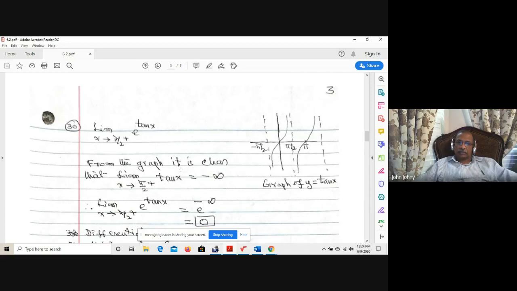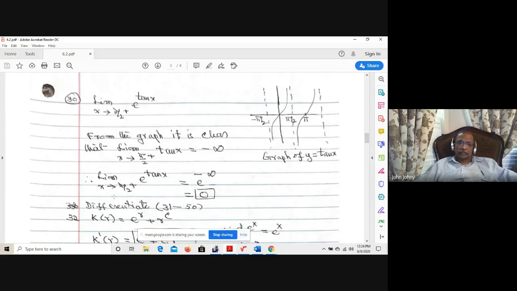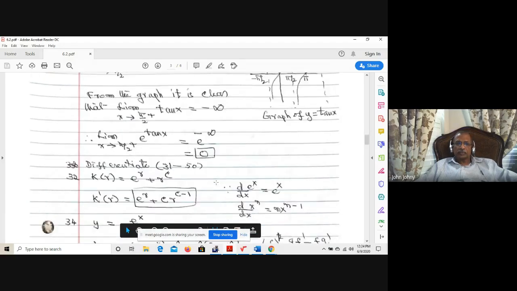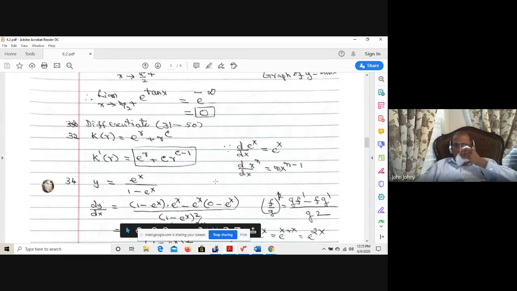So from the graph, it is clear that as x approaches pi over 2 plus, which means x is more than pi over 2, so x is somewhere here, y is going indefinitely down. So the limit as x approaches pi over 2 plus of tan x is negative infinity. So the limit as x approaches pi over 2 plus of e to the tan x is e to the negative infinity, which is 0.